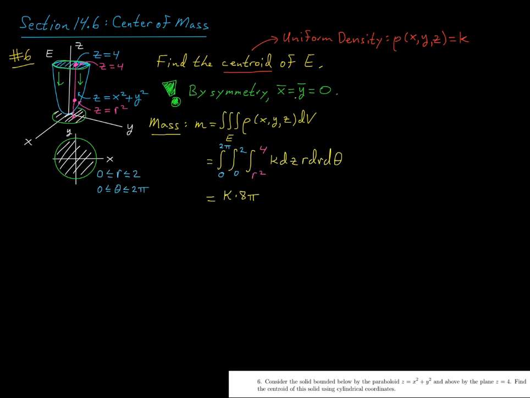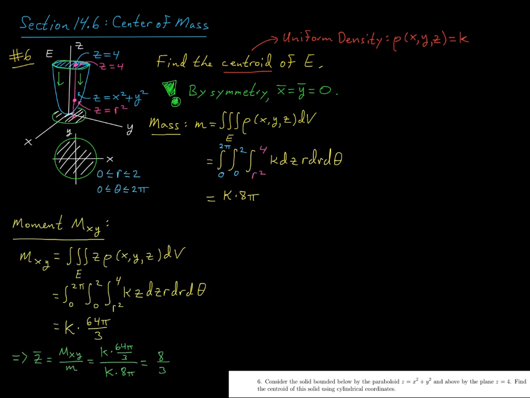And then as we noted up here, as far as the moments, we really just need the moment about the xy plane, which will give us the coordinate of z bar. Okay, so for the xy moment, we're going to integrate z times our density over our solid. So same bounds of integration. We're now integrating kz, and again, remember that factor of r there. When you compute that integral, you end up getting k times 64 pi over 3. And so z bar would be the xy moment divided by the mass. And when you divide these two quantities, you wind up getting 8/3, or in other words, 2 and 2/3.